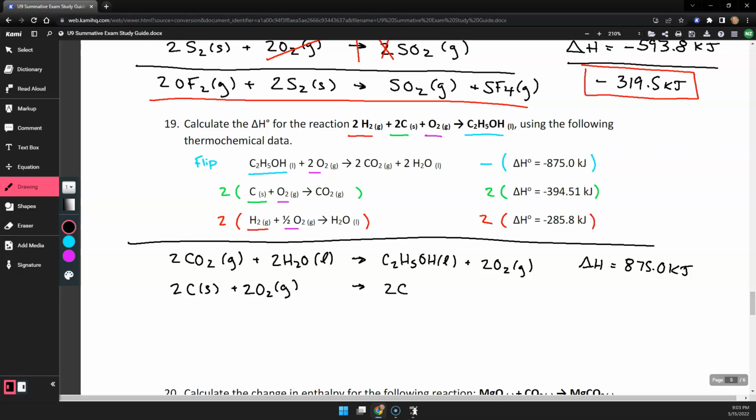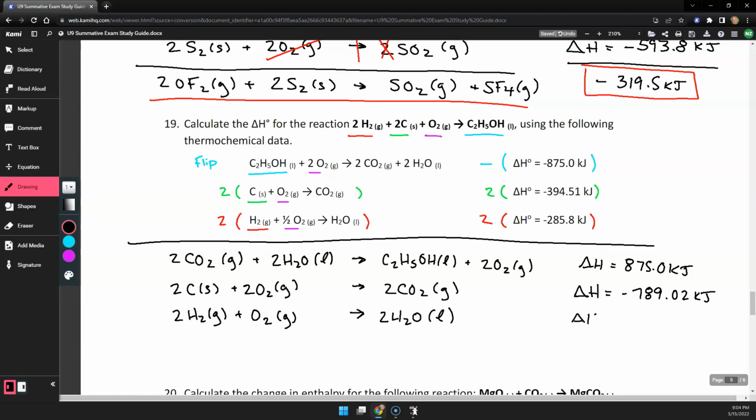And we're going to have 2 CO2 gas. Multiply the delta H value by 2, and you get negative 789.02 kilojoules. The third one we multiplied by 2, so 2H2. 1/2 times 2 is just 1, so O2. And then 2 times H2O is 2H2O liquid. Multiply our delta H value by 2, gives us negative 571.6 kilojoules.